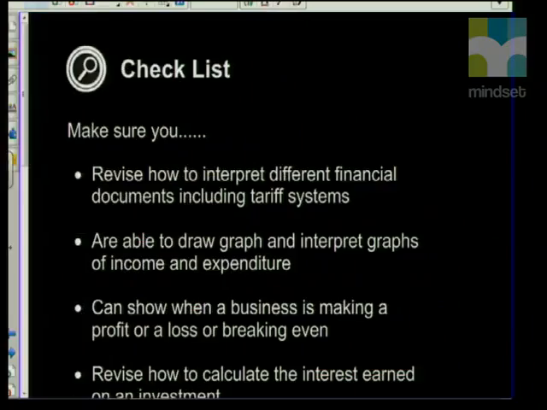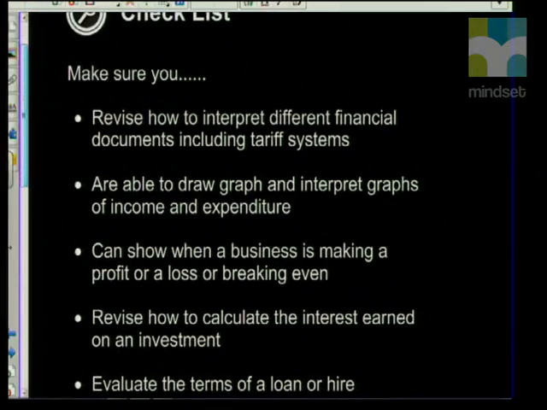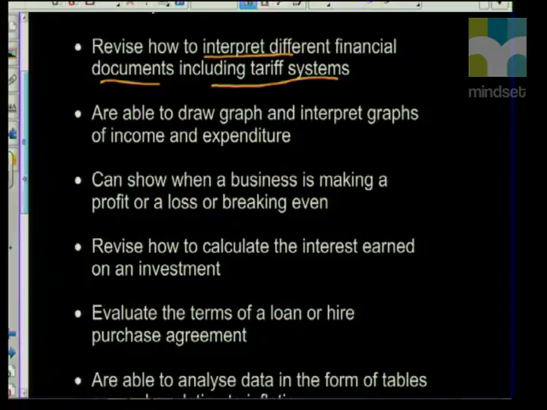You need to make sure that you can do the following things. You need to make sure that before the exams, you revise very carefully how to interpret different financial documents, and those include tariff systems. So that could be from a bank statement, it could be a salary slip, it could be a shopping list, it could be a whole lot of different financial statements, whether it's a cell phone bill or an electricity bill that's a tariff-related one. Make sure that you're familiar with where things are and how they work together.